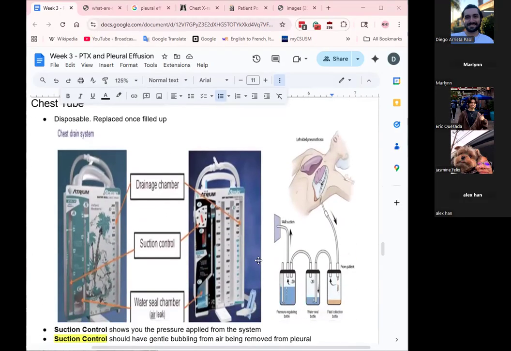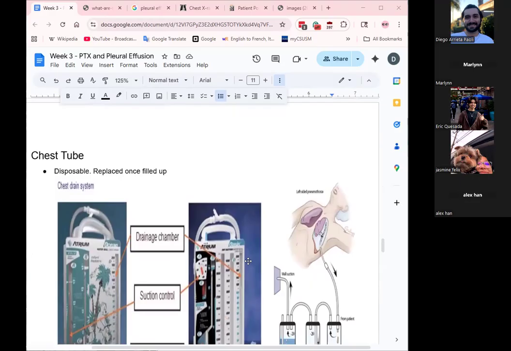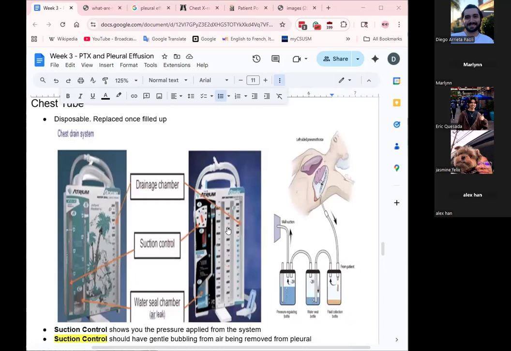And then chest tube. Have you guys been oriented to the chest tube in Skills Lab yet? Yeah. That's good. Did they use the Atrium? I think that's the most common one I see, pretty much this exact one. All right, that's good. These are disposable, so you'll get them from your supply room, set them up, and if they're about to get filled up, you can just throw this away, grab another one, and go from there.